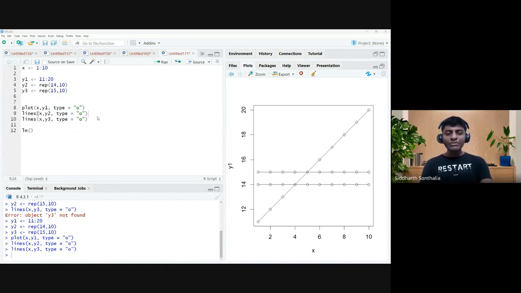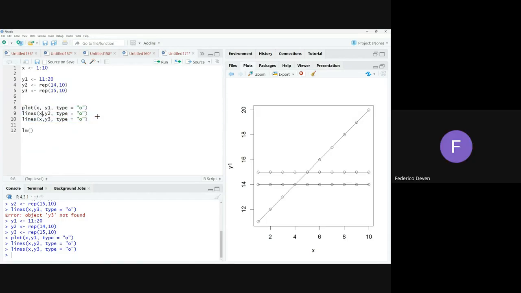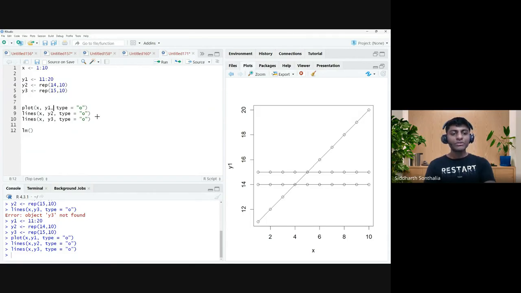So let's talk a bit about plotting now. Like we were saying, the plot function works when you have x comma y. You give your x argument, you give your y argument, similar to if you were to draw on a graph paper. The good thing about the plot function is you have a type argument that helps you decide the type of line graph.